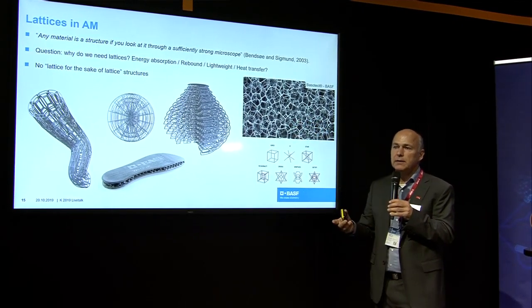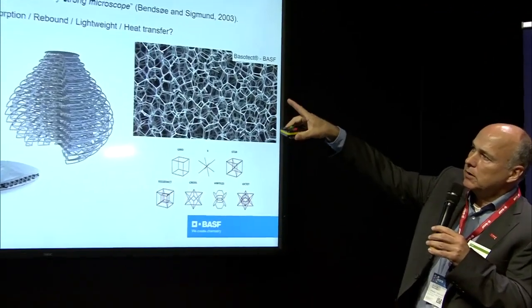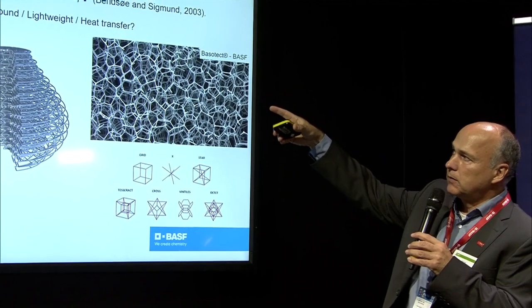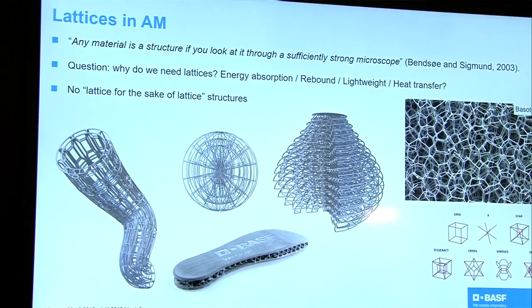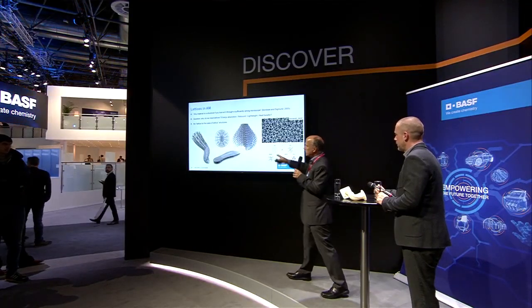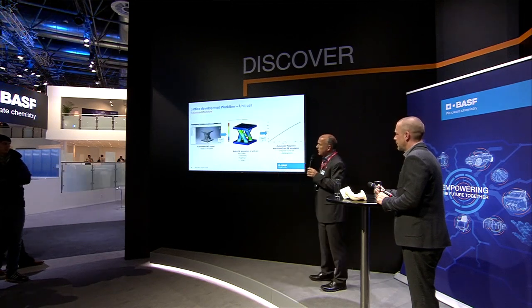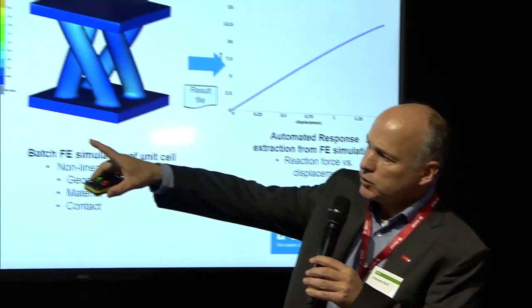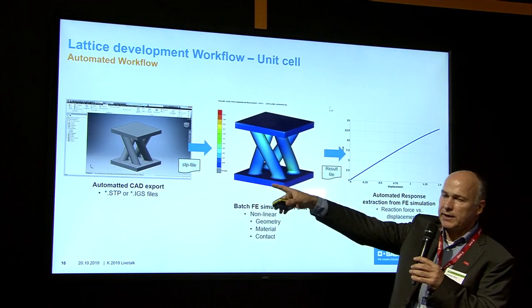You also find that in nature everywhere, because any material is a structure if you look at it through a sufficiently strong microscope. If you look with a microscope at trees or at some bones of birds, for example, you also see those lattices. What we do here is take those lattices and we have developed a methodology where we put the shape of such a lattice, a very simple lattice in this case, in our CAD system.